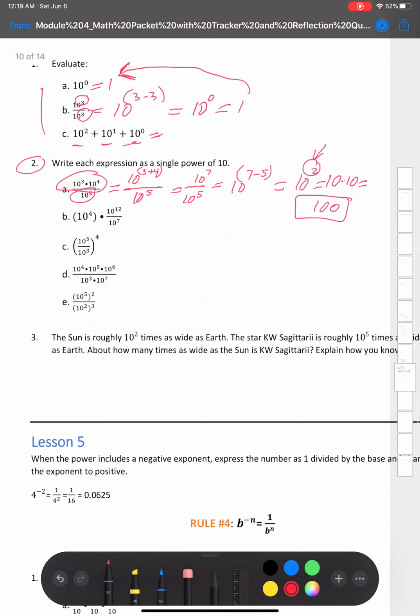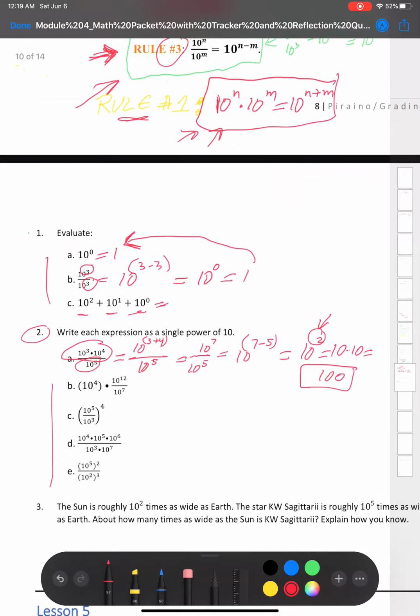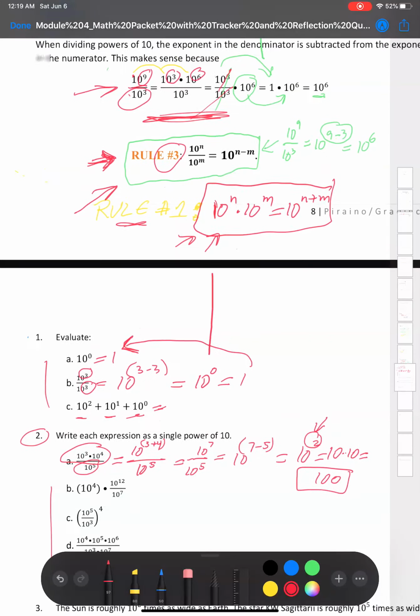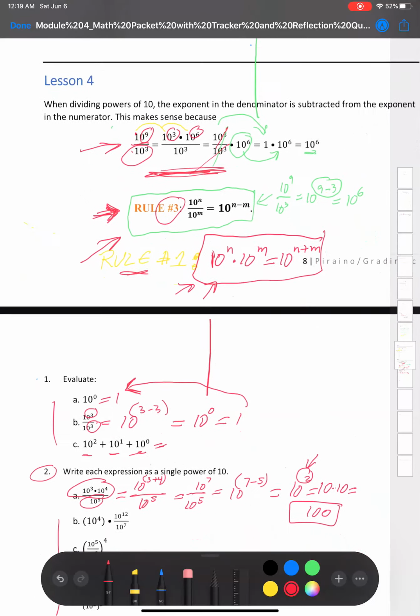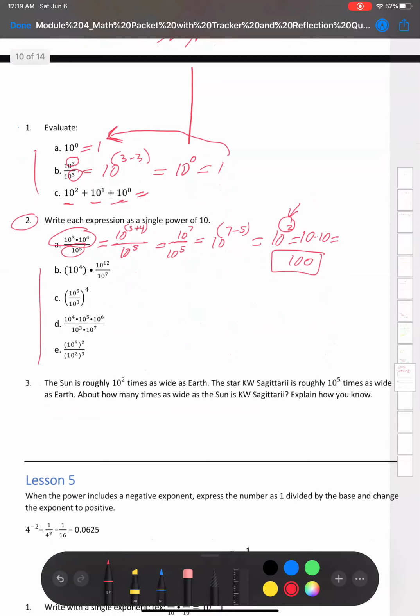Take a stab at these right here. If you're struggling with them, as usual, look at the sample problem and try to copy what's being done there. If you still don't understand it after looking at the sample problem again, I would most definitely reach out to Miss Piraino or to myself, Miss G. We will be more than happy to help you.